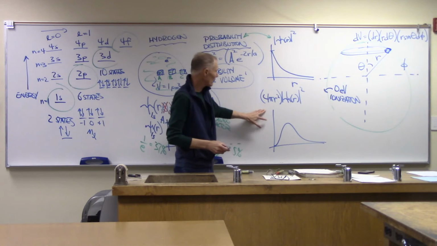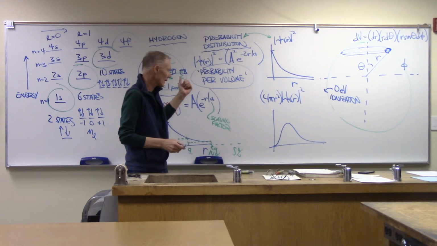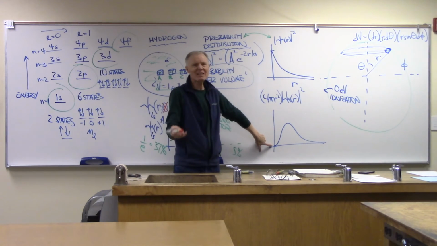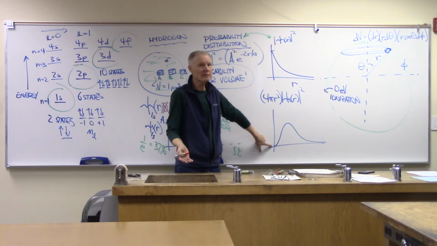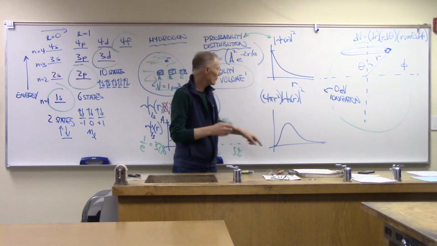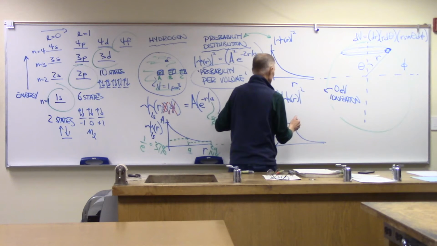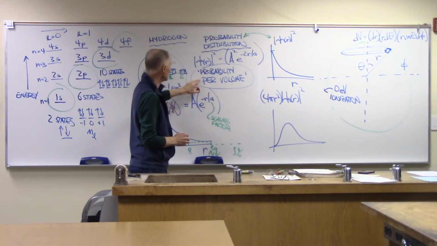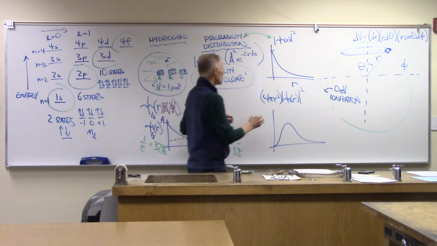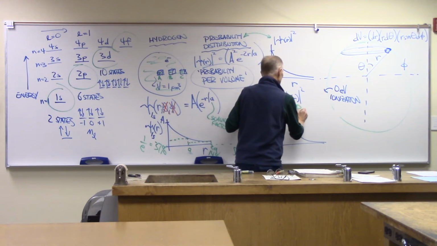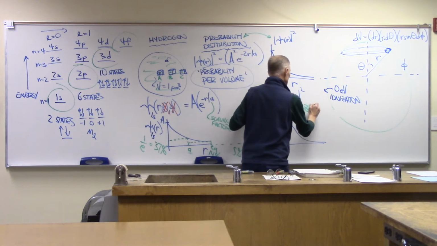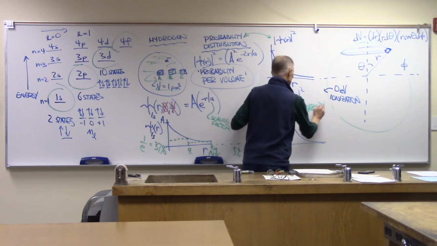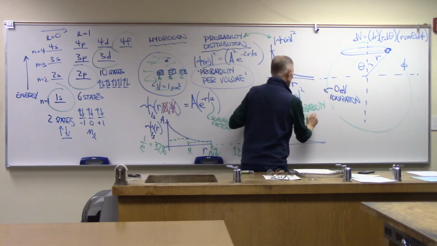If I look at the probability distribution for the 1s state, the probability at the center goes to 0, right? Well, let's stop and think about what this function is actually telling us. This is not a probability per volume. What it is is a probability per spherical shell.